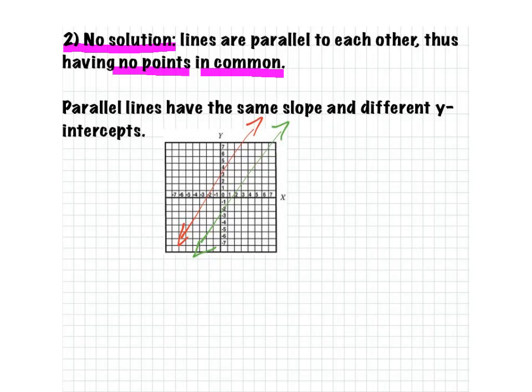Parallel lines never intersect, so parallel lines have no common points. These lines have the same slope. As you already know, parallel lines have equal slope, but they have different y-intercepts. They intersect the y-axis at different points, and that makes them parallel. So in this case, our solution is no solution.